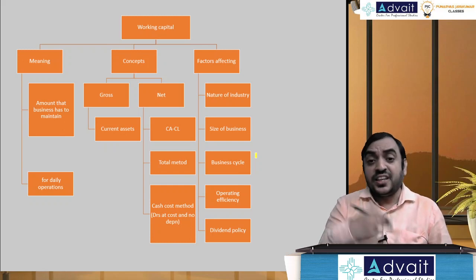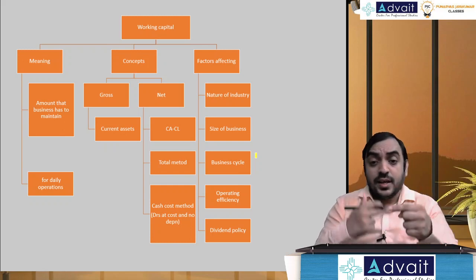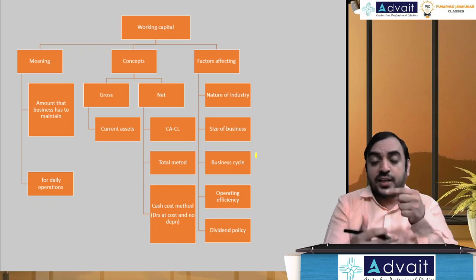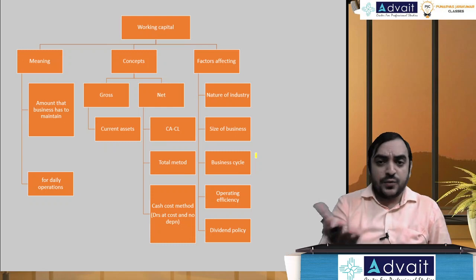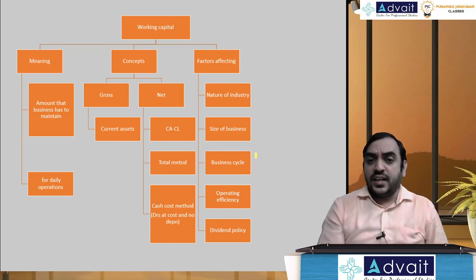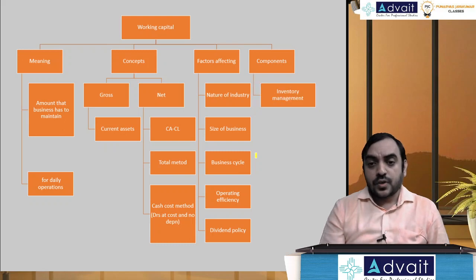Operating efficiency, if you're able to sell faster, collect faster, that is basically if you can do the activities faster, you require less working capital. And dividend policy, if you pay more dividend, shortage will be there, you end up in having more working capital.